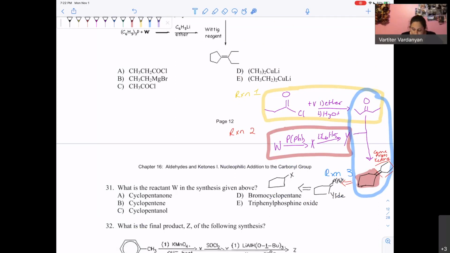So which one of these answers looks like that? Bromocyclopentane. Mm-hmm. Yay.